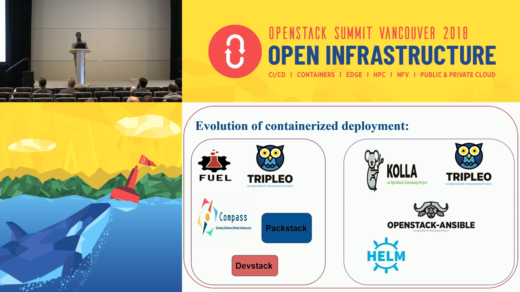Now the evolution is containerized deployment, which comes with the projects Kolla, TripleO, OpenStack-Ansible, and Helm itself is doing quite good this time. Kolla Kubernetes was also one of them, but couldn't make it ship, but that was also good at one POC level.